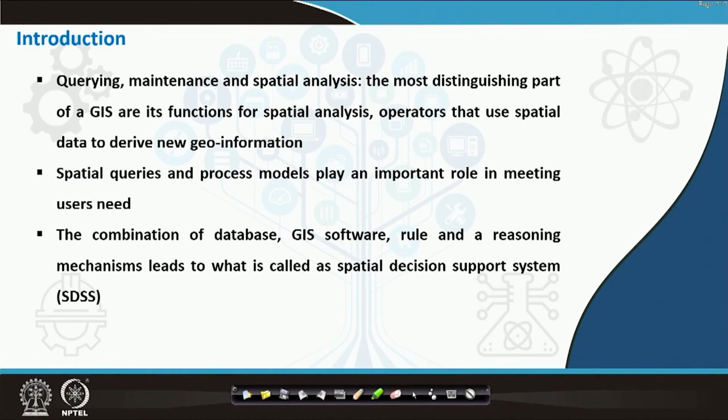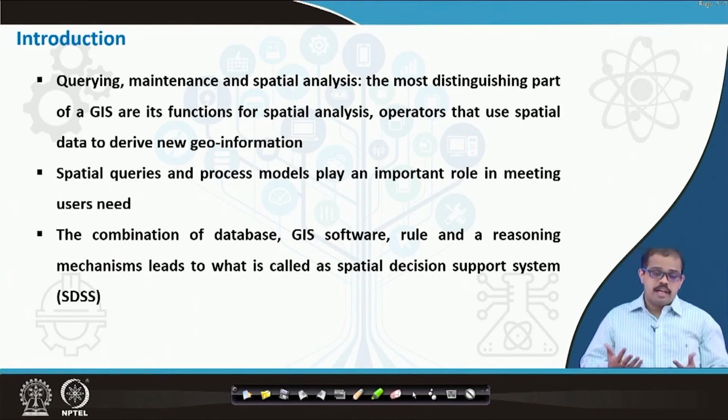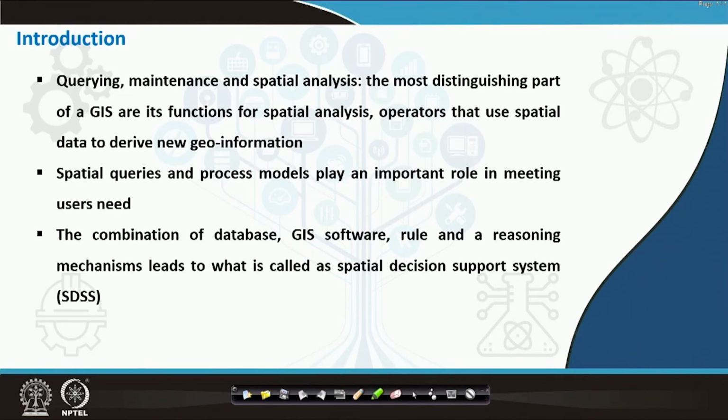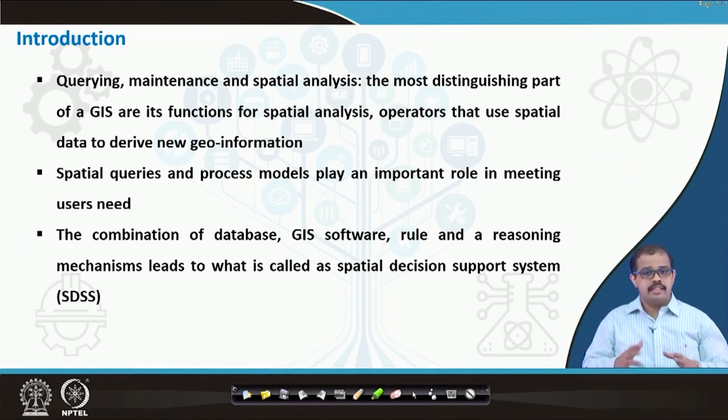So when you look at GIS, its functions for spatial analysis, the operators that we use for spatial analysis of data, retrieve new geo information. When I say new geo information, this is information that we can get from combining one or two sets of data, one or two sets of information that is already stored in the database. Using those data sets, we derive a new information. That's what I define here as new geo information, new geo outputs. Spatial queries and process models play a very important role in meeting the user needs.